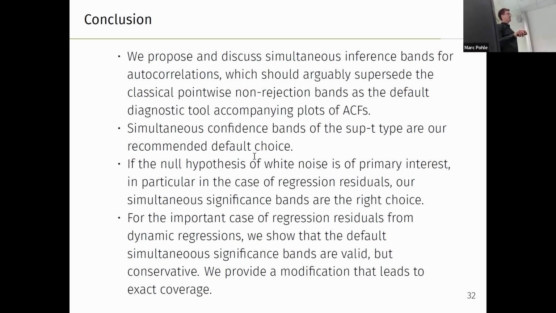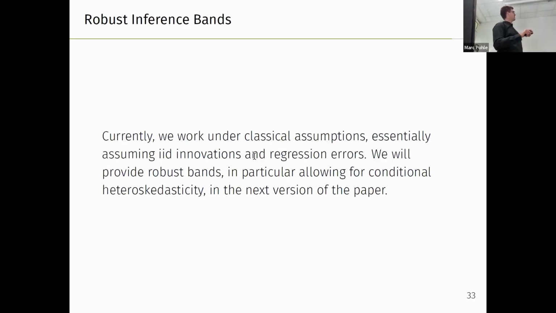For the dynamic regressions, we have quite interesting results concerning the correction and the conservativeness but validity of the naive bands. As I said, we are currently revising the paper and we will add robust bands, so significance bands not under independence but under the MDS assumption, and even under uncorrelatedness. And confidence bands also under more general assumptions, especially allowing for conditional heteroscedasticity, so for GARCH errors and innovations.